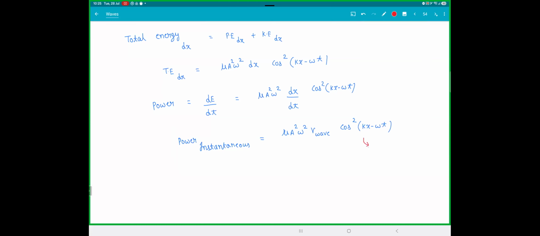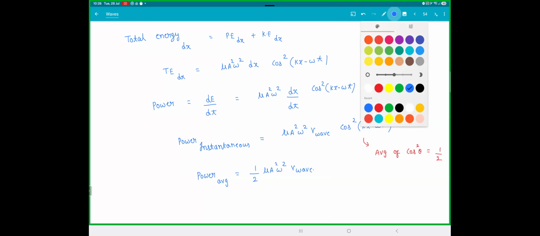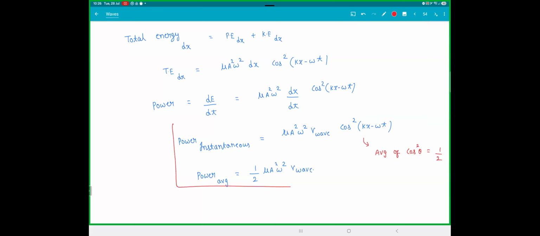And we know the average value of a cos square function is half. If you take one cycle, the average of cos square theta is half. So if you find the average power, this is the formula you'll find in all the books. They'll give you the average power passing through the string, which becomes half mu a square omega square v wave. That's the standard formula you'll see everywhere, and that is how it's derived. So that's the instantaneous power, and this is your average power.